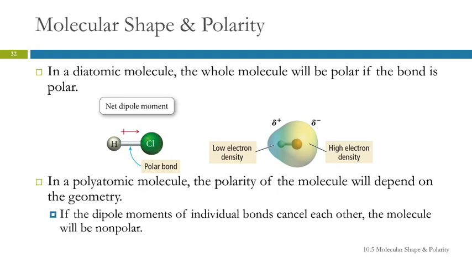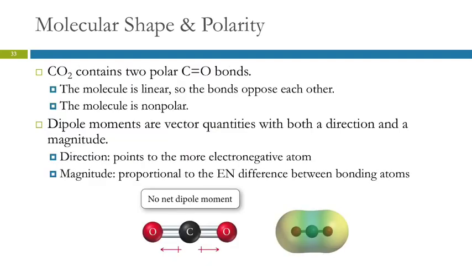In a polyatomic molecule, the polarity of the molecule is going to depend on the geometry. If the dipole moments of individual polar bonds cancel each other out, you can have a nonpolar molecule even though it has polar bonds. Let's look at an example.